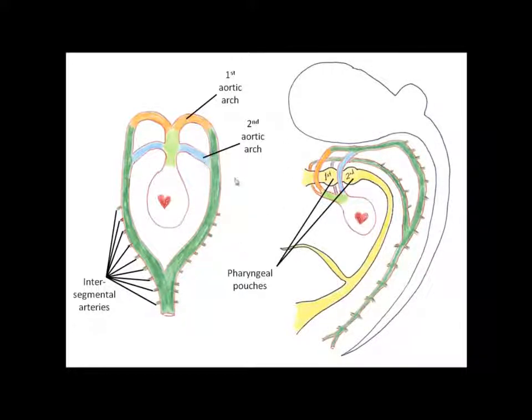Notice that in the process of forming multiple arches, we've pinched off a little bit of the pharynx, or the developing gut tube, and this is going to be the first and second pharyngeal pouch, and that's a topic for another developmental lecture altogether. But the first and second arch run dorsally to get to the dorsal aorta, and we've got intersegmental branches jumping off the dorsal aorta thereafter.